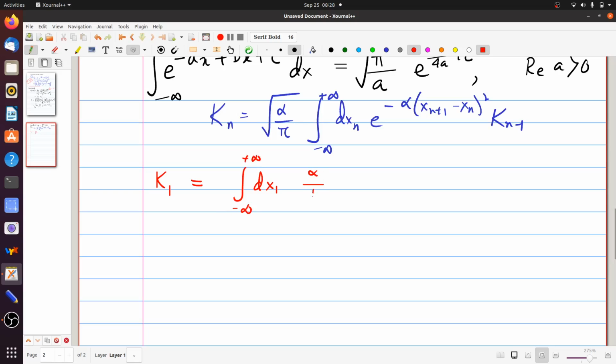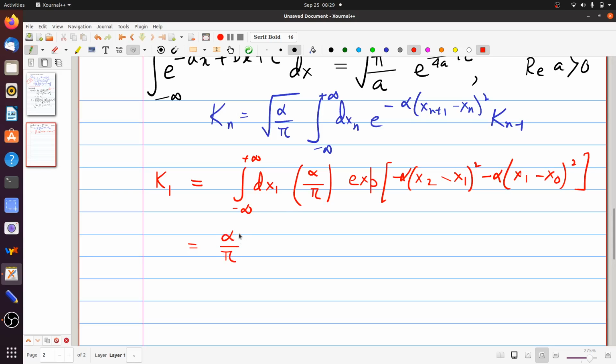Then you have an alpha by pi to the power (n+1)/2. That's one factor of alpha by pi. Then you have this exponential, which is the sum over two terms, j equals 0, j equals 1. So minus alpha (x2 minus x1) whole square minus alpha (x1 minus x0) whole square. And the integration, of course, is only over x1. x2 and x0 are constants as far as this calculation is concerned.